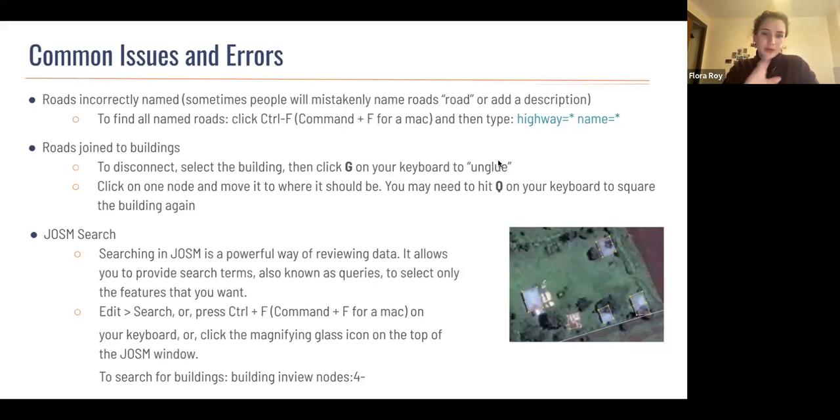And one of the most powerful tools, like I said earlier, is the JOSM search tool. You can do this either by going to Edit and then Search, or you press Control F or Command F on a Mac on your keyboard. Or you can also click the magnifying glass at the top of the JOSM window. Like I said earlier, if you want to search for buildings, this is one of my favorite features. You type in building in view nodes, colon, and then 4-, and that allows you to select all the buildings in the area.